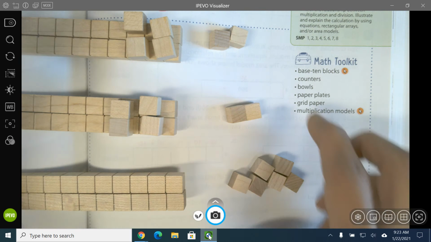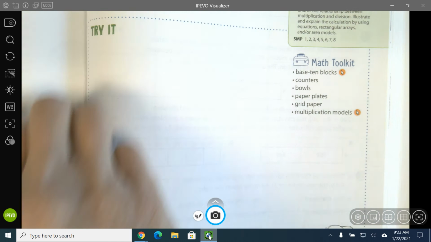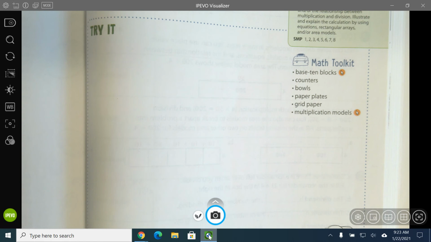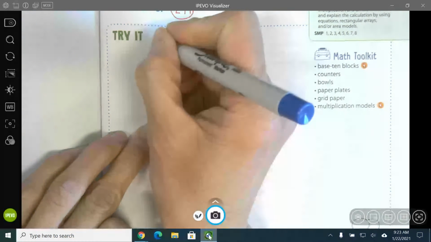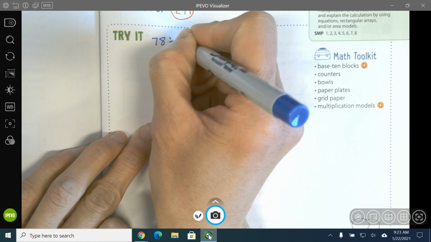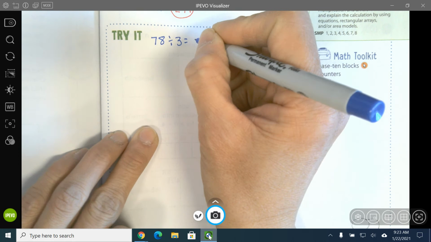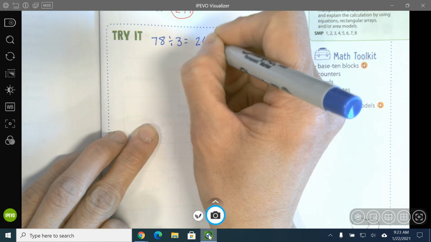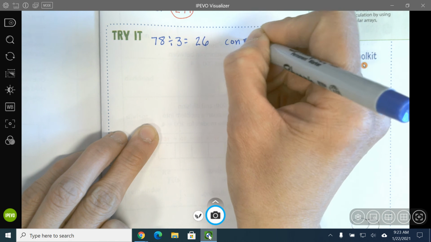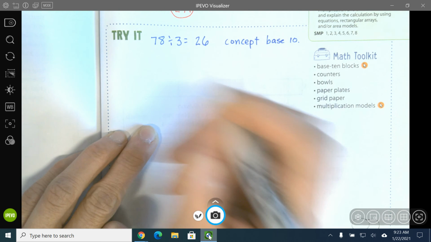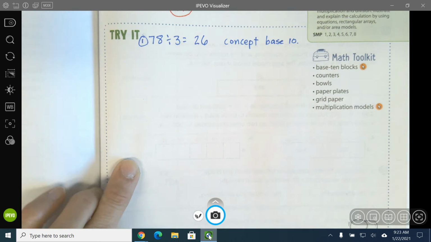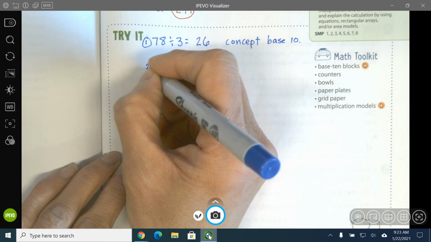Okay, so the answer is, let me make sure. So I have 3 groups, 78 divided by 3. I have, what did we say, 26. Am I correct? Okay, so that is the concept that you just saw using base 10. Okay, that's 1. Now, let's do a second way.